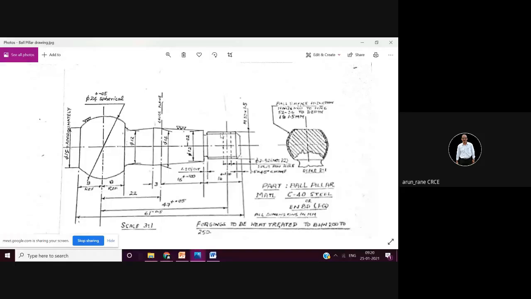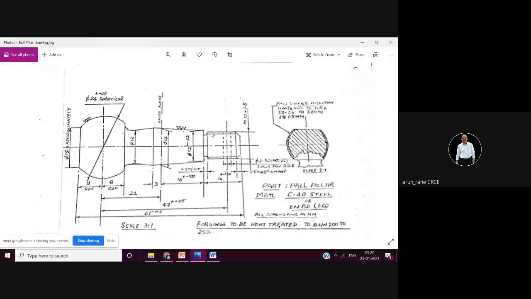So if you do threading first and then drilling, then the drill will not get a proper support, isn't it? You will not get a proper support, so the drill may slip. So that's why you have to go for drilling first. So the next operation will be drilling, and then later on you have to go for threading. Now again, threading you will not do it on a lathe. You will do it on a special machine that is called thread rolling.